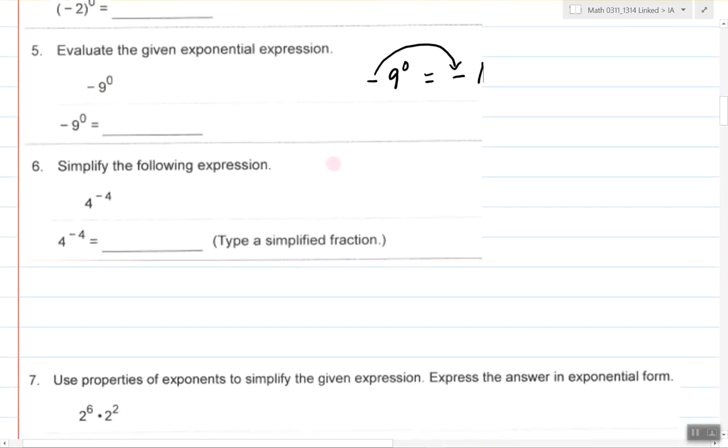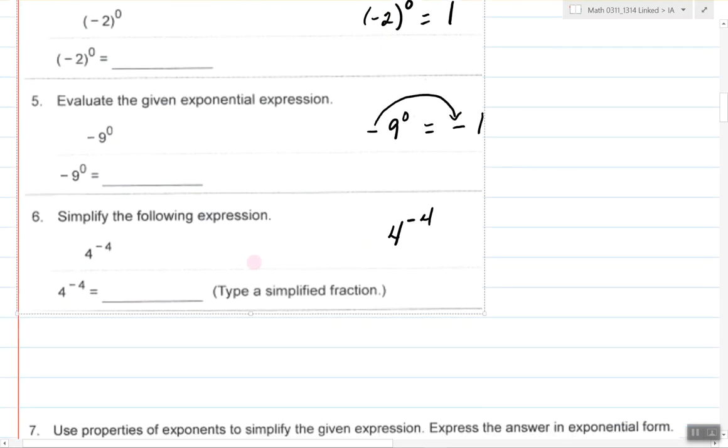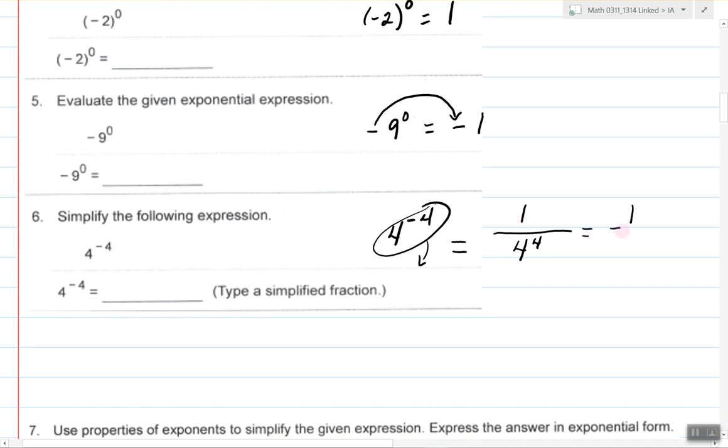Question number 6. We're supposed to simplify 4 raised to the negative 4th power. Hopefully you remember that this means move me. It will move to the denominator, and the exponent changes to positive. There's nothing else on top, so I'll put a 1, and that will be 1 over 4 times 4 times 4 times 4, which is 256.